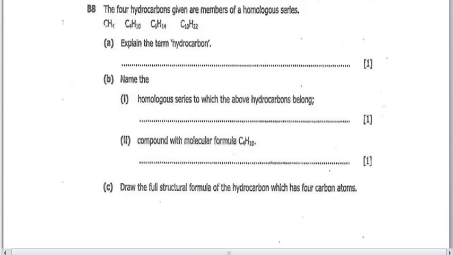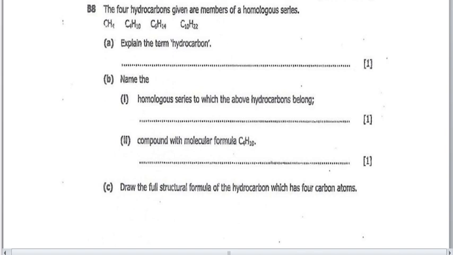Now question B8, the four hydrocarbons given are members of a homologous series. Explain the term hydrocarbon. Now by hydrocarbon, we are just looking at a binary compound that contains carbon and hydrogen. So a hydrocarbon is a compound that contains hydrogen and carbon only. Name the homologous series to which the above hydrocarbons belong.